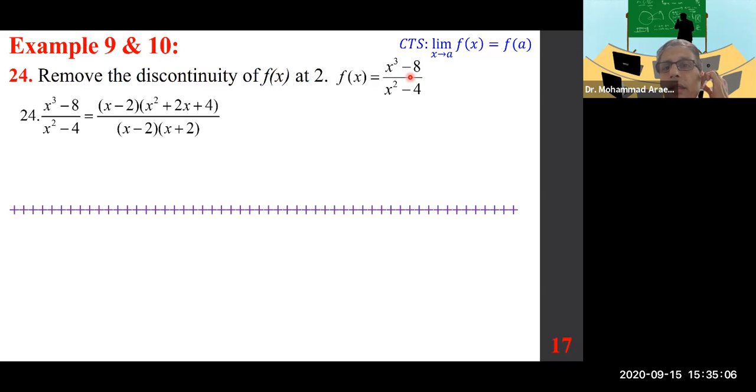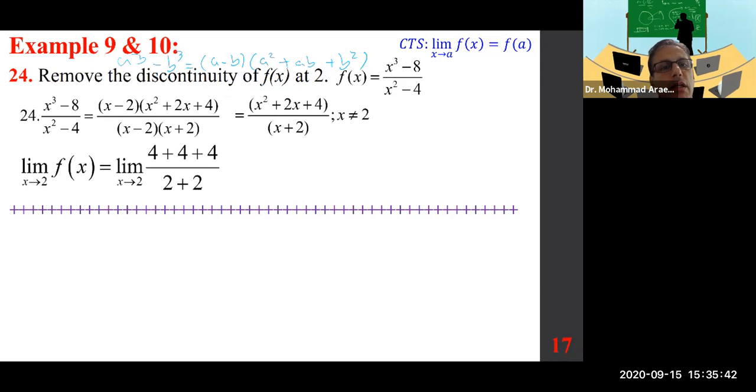Now, to find the limit, we have to factor. I'm hoping that everybody remembers a cubed minus b cubed. Let me just write that for you again. I think I did it some time ago, but just to be on the safe side. a cubed minus b cubed is (a minus b)(a squared plus ab plus b squared). So factoring will do the job.